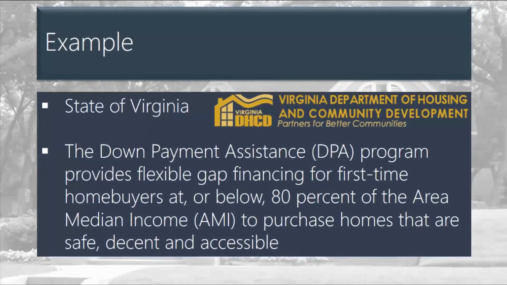Here's another example, the state of Virginia. The Virginia Department of Housing and Community Development has the down payment assistance program called the DPA program that provides flexible gap financing for first-time home buyers at or below 80% of the area median income to purchase homes that are safe, decent, and accessible. Once again, they have these down payment assistance programs. All you have to do is find out and reach out to them.